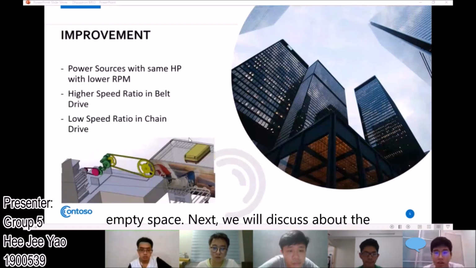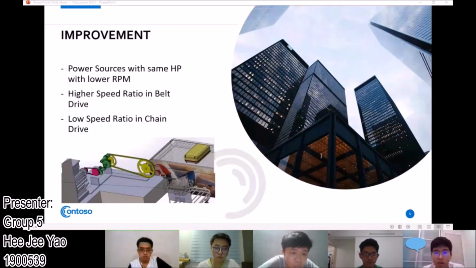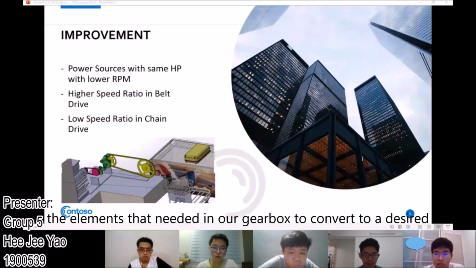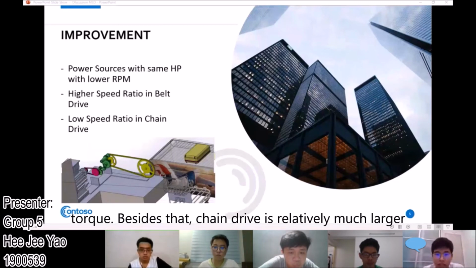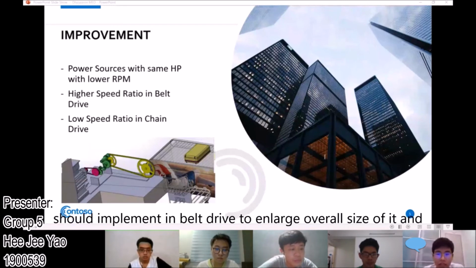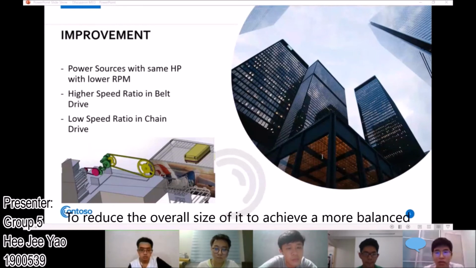Finally, we will discuss the improvement that can be done on our model. A lower RPM of induction motor should be chosen to reduce the elements in our gearbox needed to convert to a desired torque. Besides that, chain drive is relatively much larger than belt drive in our design. A higher speed ratio should be implemented in belt drive to enlarge the overall size of it, and lower speed ratio should be implemented in the chain drive to reduce the overall size of it to achieve a more balanced drive system.